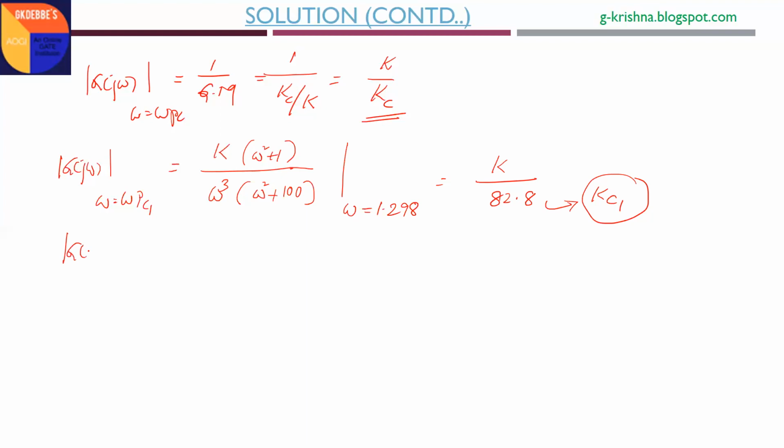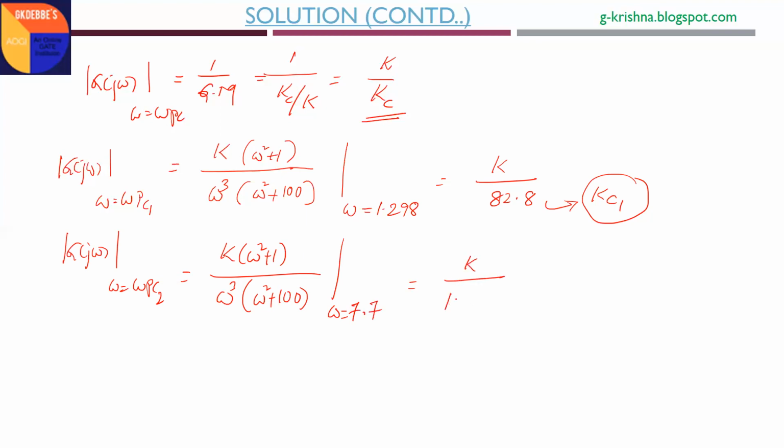Similarly, you can find KC2. The magnitude of the open loop transfer function at the second phase crossover frequency is the same expression. Substitute omega equal to omega PC2. What is omega PC2? You got it as 7.7. When you substitute it, you will get K by 1206.2. So this is the second value of gain K where the root locus plot cuts the imaginary axis. So these are your critical gains.